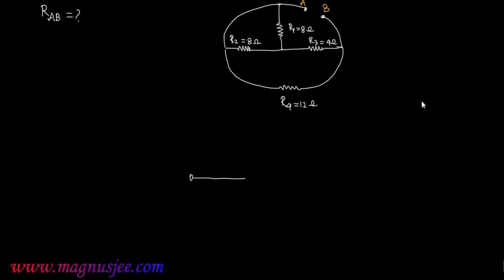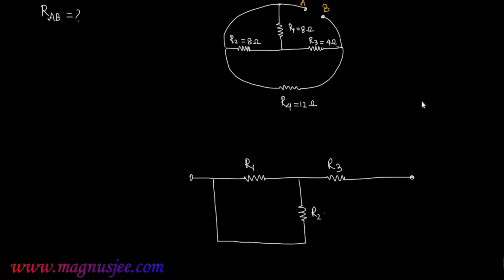After this, we can draw the modified diagram of the given circular shaped network. If we pull the terminals A and B towards left and right, then we get this type of modification of the given network. This second diagram is the equivalent diagram of the given network. A and B are the terminals, and four resistances, R1, R2, R3 and R4, are connected in this way.